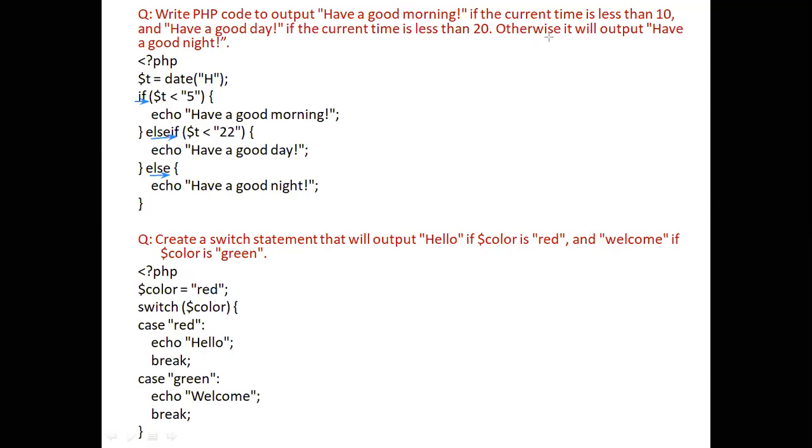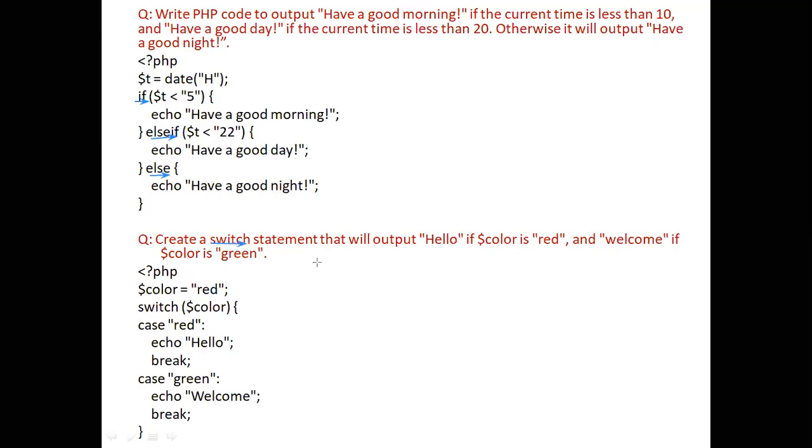The question is changed. Otherwise, it will output have a good night. So according to the question, it is going to be 10, and then it is going to be 20. Then otherwise, the output will be have a good night. So this is called nested if else. You have more than two conditions, you use the else if here. This example shows you using the switch statements.